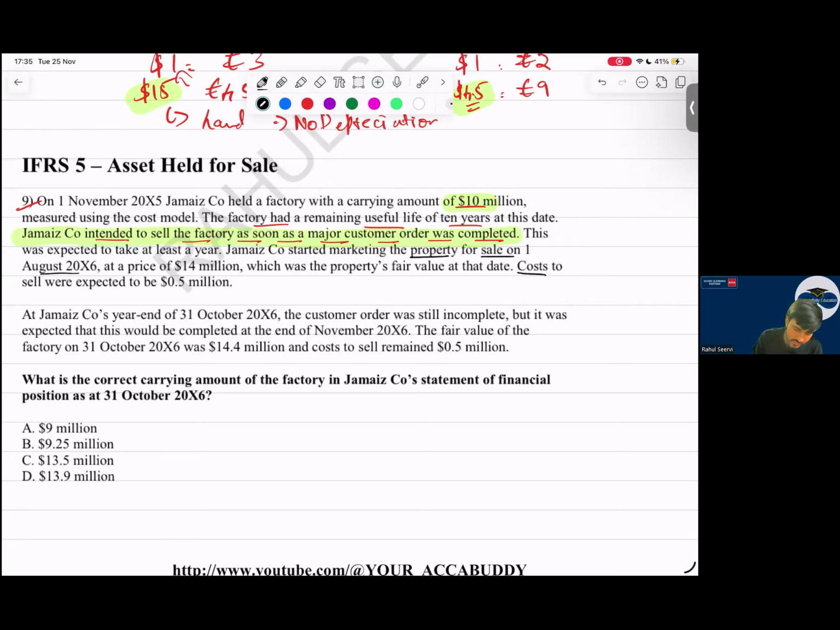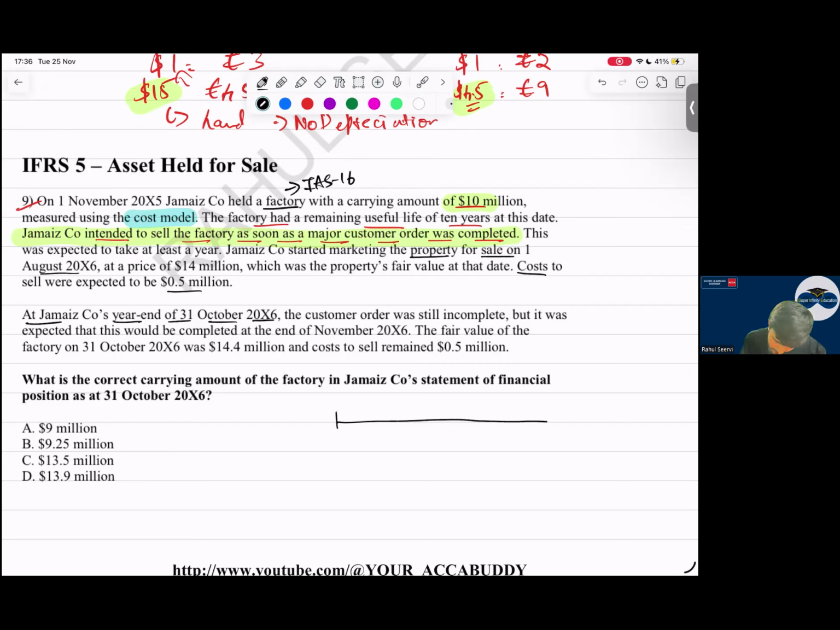Then cost to sell is also 0.5. Yes, sir. So this PP&E is following which model? IAS 16. It was a factory. Factory means IAS 16. It's under cost model. So let me highlight this also. At year end 31st December 20X6.